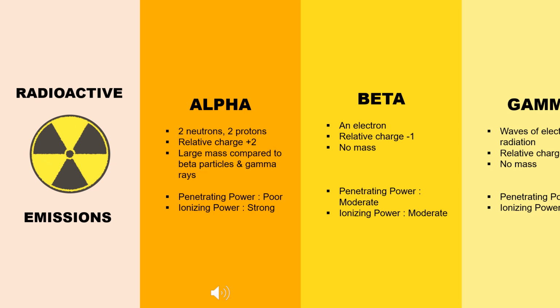This is because alpha particles have more energy in their kinetic energy store, and they also have more charge because their charge is the highest among all the three of alpha, beta and gamma. It is +2.